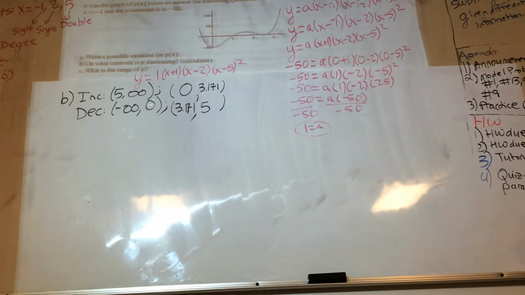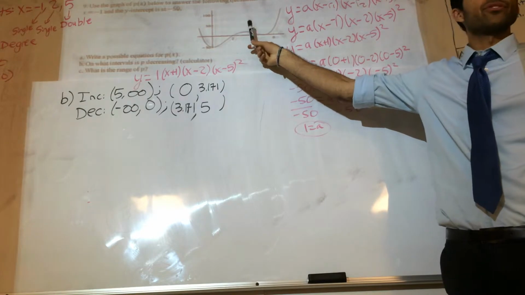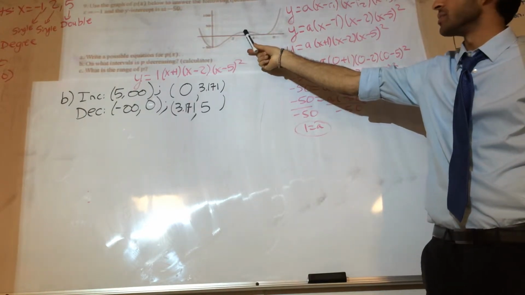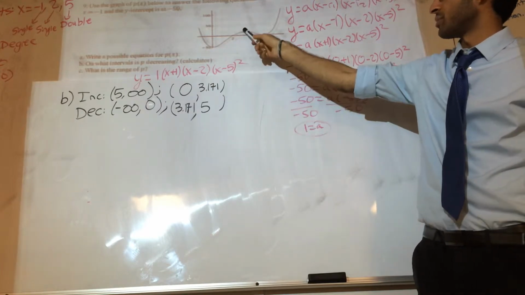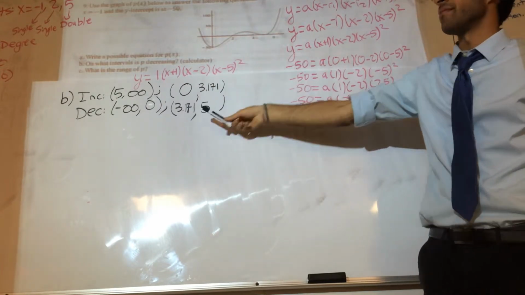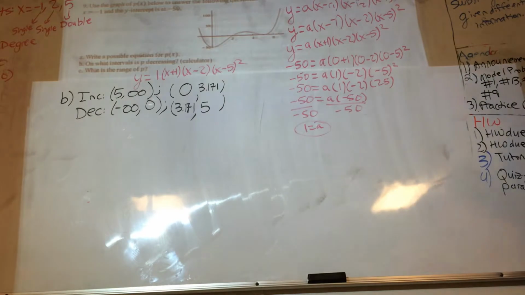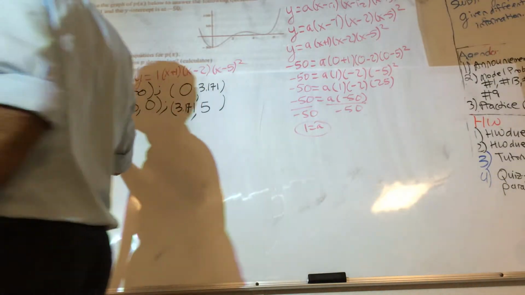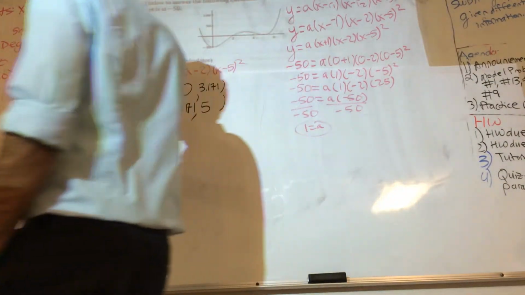Basically what I did is I just found the x-coordinate of this max. Graph is increasing from 0 to whatever x-coordinate this is, 3.171. Graph is decreasing from this x-coordinate down to 5. Take questions on B. And finishing up C, talking about the range. And here's what I've got.